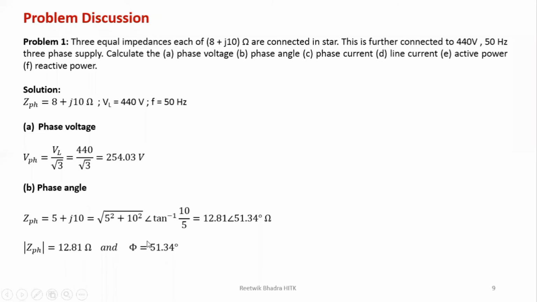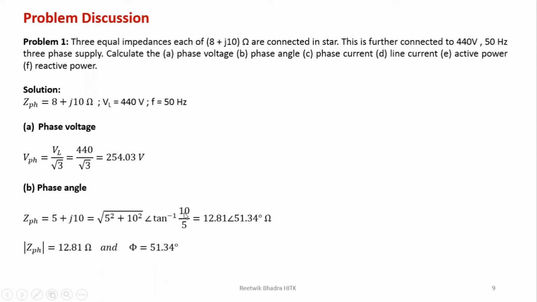Phase angle. In order to get the phase angle, we have to convert this j form into angle form. That's why I have shown you. How to convert into angle form? Root over 5 square plus 10 square, tan inverse B by A, tan inverse 10 by 5. Do this in your calculator and you will get this value. So 12.81 is the magnitude of your ZPH, and the angle is your phase angle, that is 51.34 degrees.